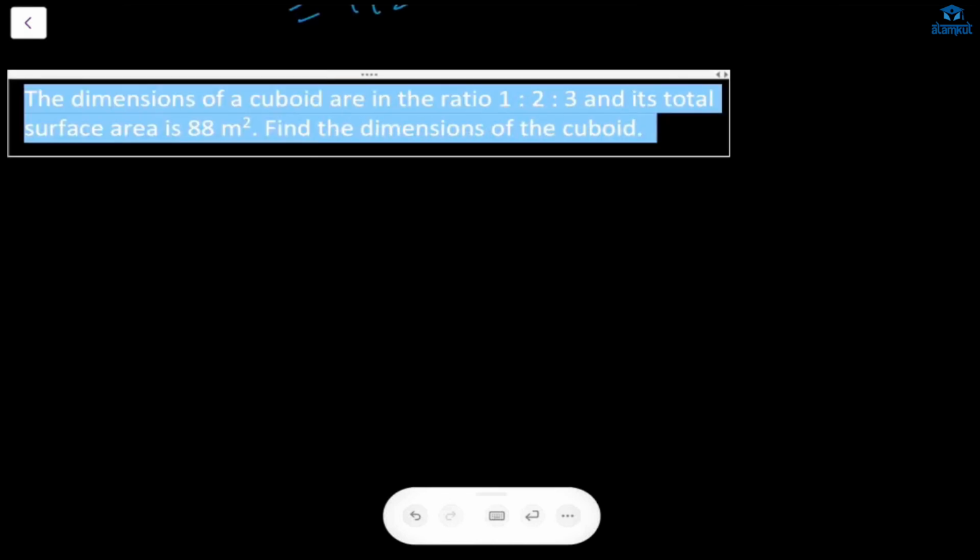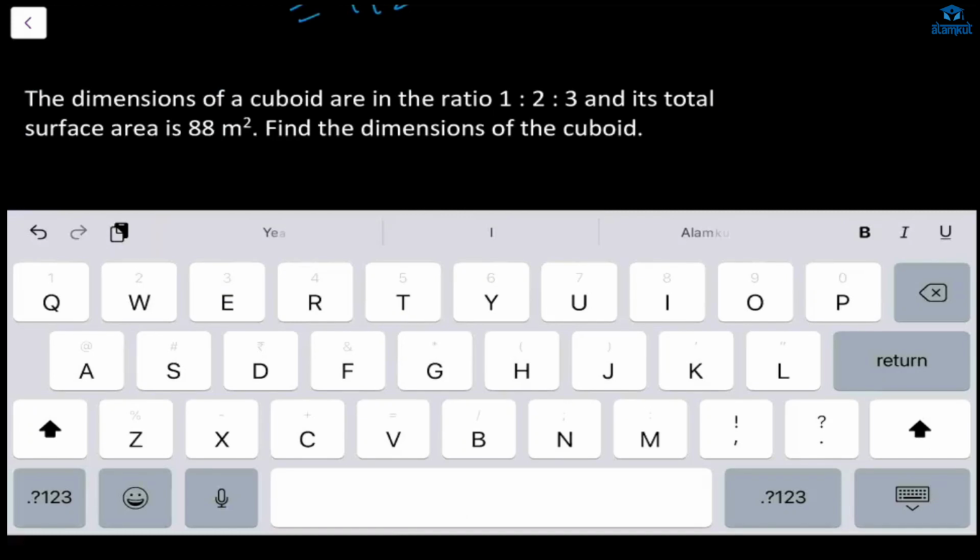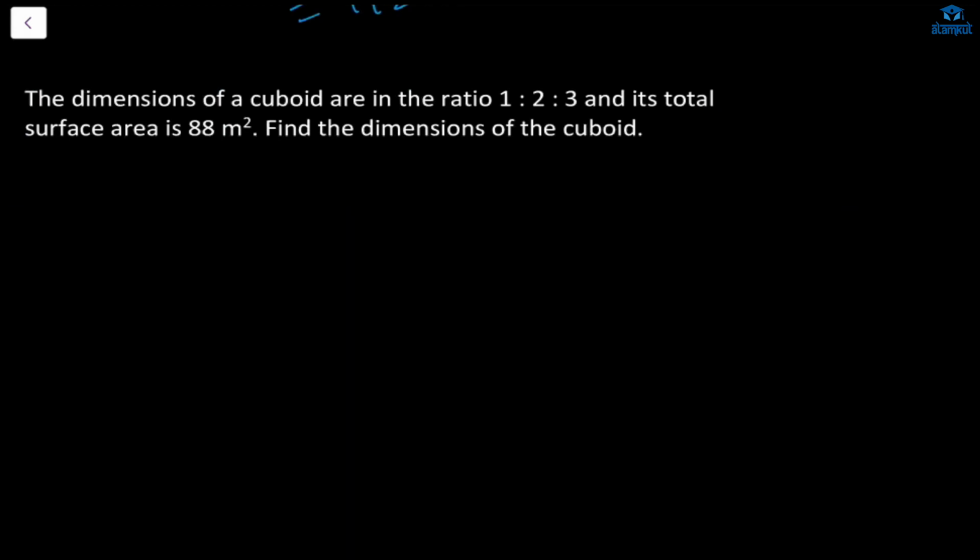Now do this one. The dimensions of a cuboid are in the ratio. Here exact dimensions are not given, they are in the ratio 1, 2 and 3. And its total surface area is given. Now you have to find the dimensions of the cuboid.